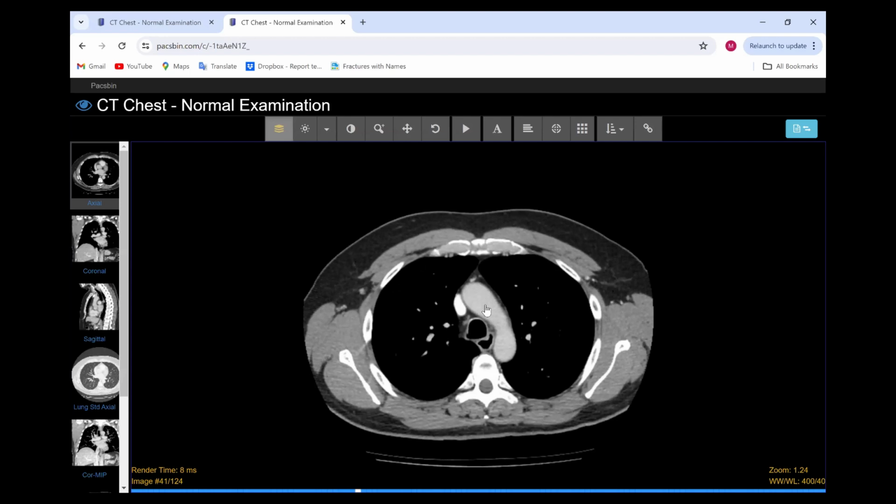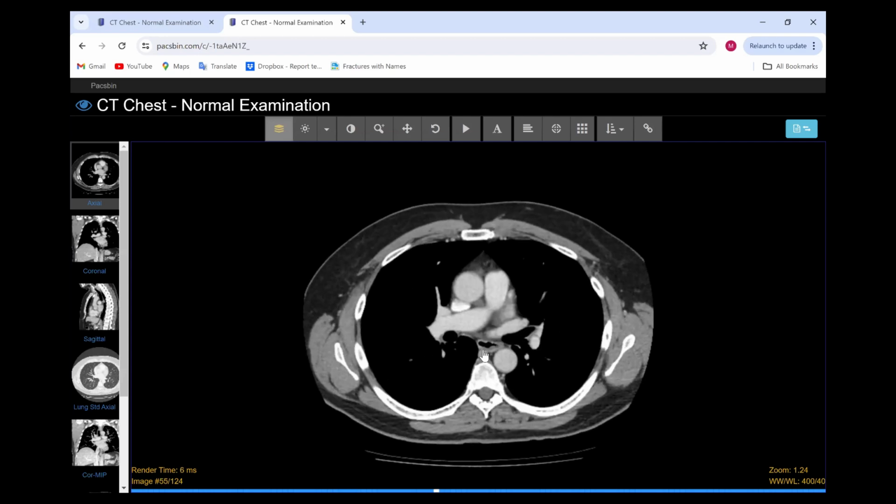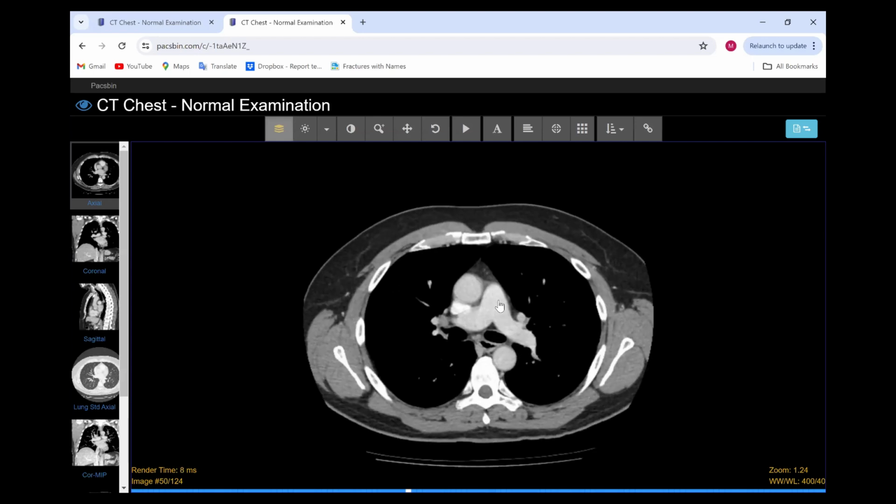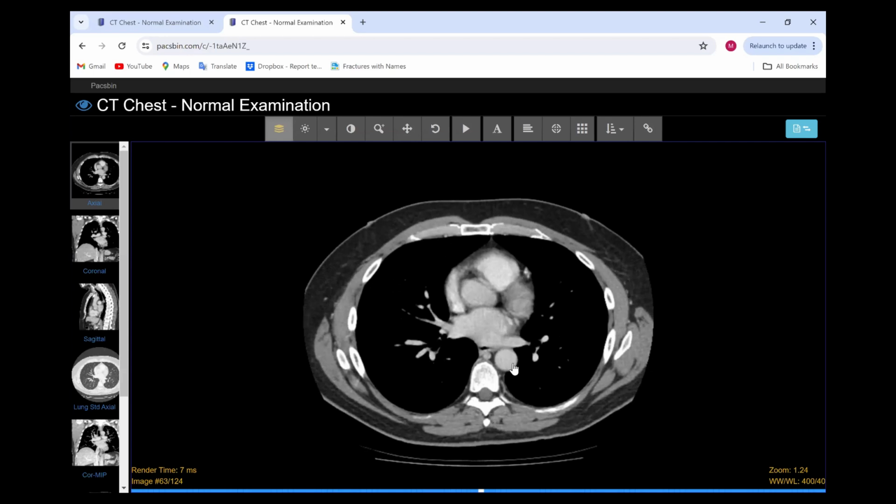And again, this is the aortic arch, ascending, descending, then the main pulmonary trunk, right and left pulmonary artery. Regarding the lung, the right lung containing 3 lobes and 2 fissures, major and minor. The left lung, only 2 lobes and only 1 fissure.